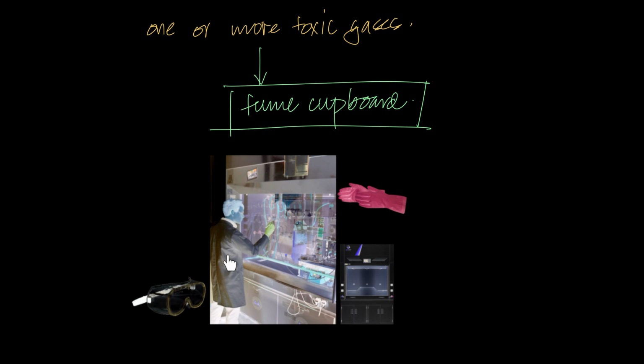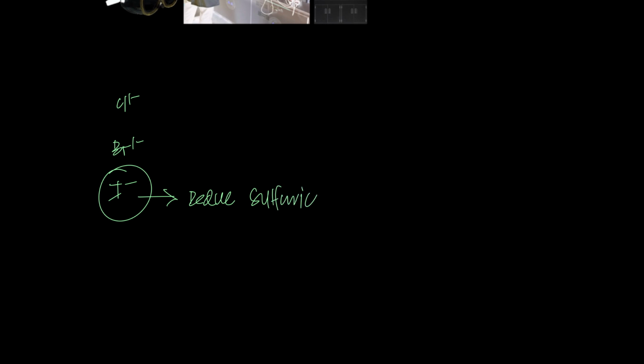Probably your schools would not have this. Most of the schools wouldn't have this. If they do, then you are pretty rich. So this is a fume cupboard. You need to perform it inside this fume cupboard to be protected from these toxic gases. So nonetheless, we figured out that out of chloride ions, bromide ions, and iodide ions, this would reduce sulfuric acid the most, right? Sulfuric acid is the oxidizing agent. So this would reduce sulfuric acid the most.